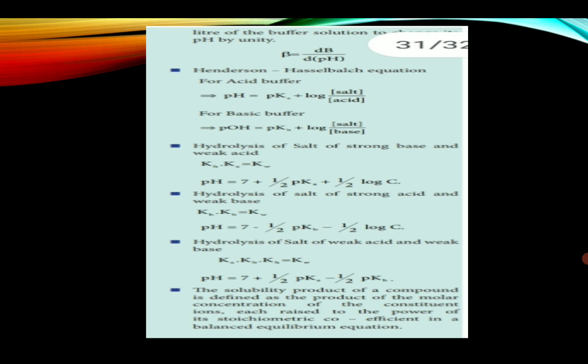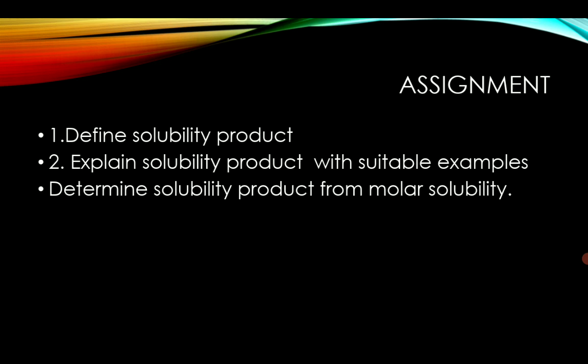Now finally, what is the solubility product, for which we have studied the definition also? It is known as the product of the molar concentration of the constituent ions, each raised to the power of its stoichiometric coefficient in a balanced equilibrium equation. This is what solubility product means. So with that, this lesson is over.